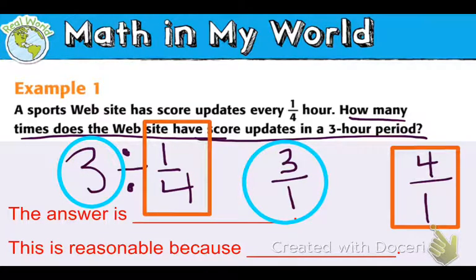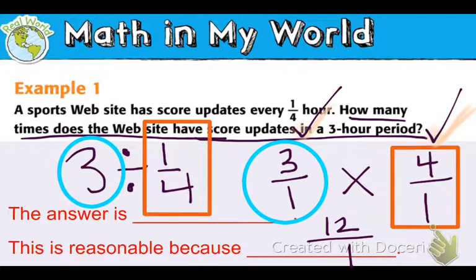Step 1, create a fraction. Done. Step 2, write reciprocal. Step 3, go ahead and multiply. 3 times 4 is 12. 1 times 1 is 1. Okay, I've multiplied, so step 1, make that whole number a fraction, check. Step 2, write reciprocal, check. Step 3, multiply. I'm done with that.